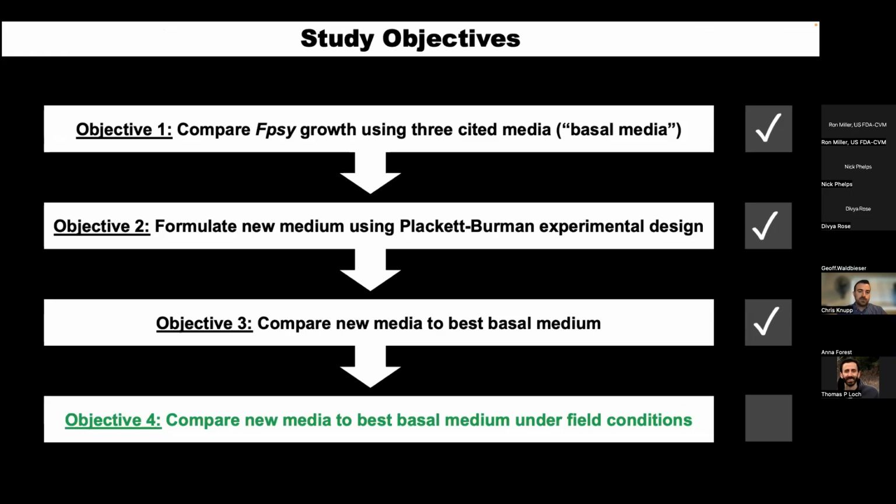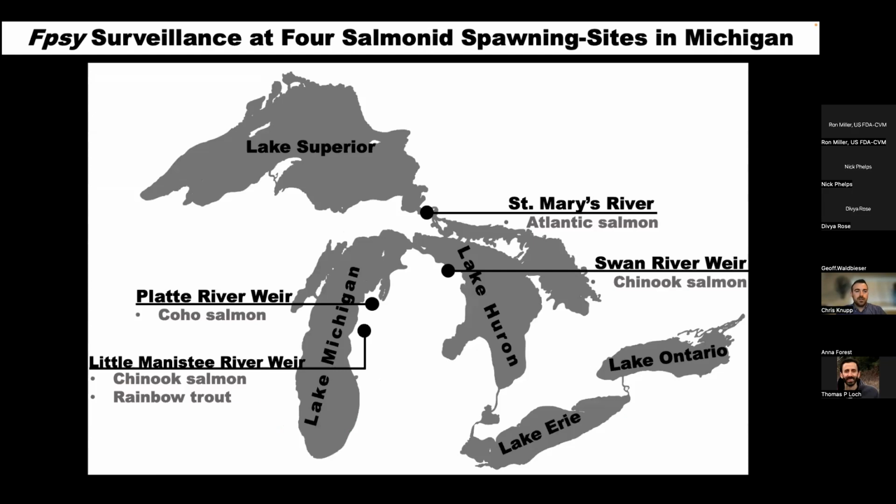Okay, now that we established that these new media types significantly improve cycrophyllum's growth in the laboratory, we wanted to compare their diagnostic sensitivity to ties in the field. To do this, we used FPMA, FPMB, and ties during our routine health inspection of 4 different salmonid species, including Atlantic salmon, Chinook salmon, coho salmon, and rainbow trout at 4 different spawning sites in Michigan.